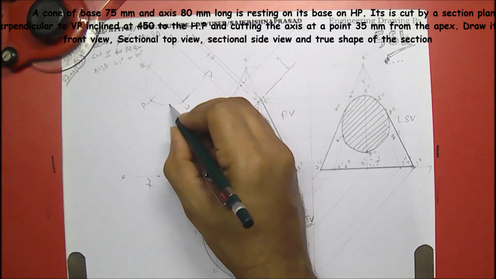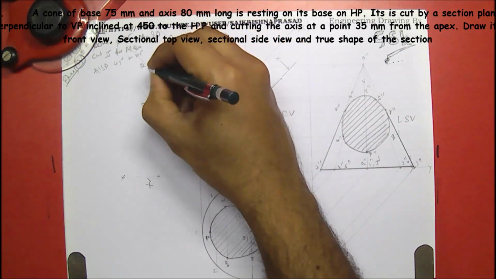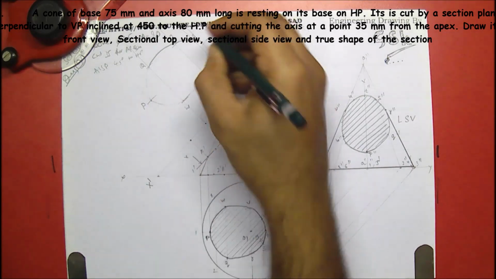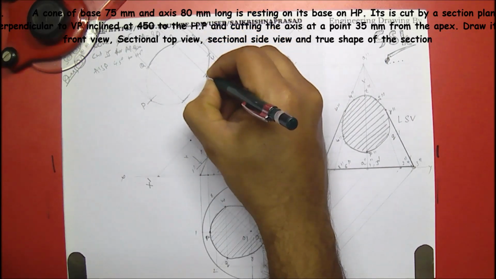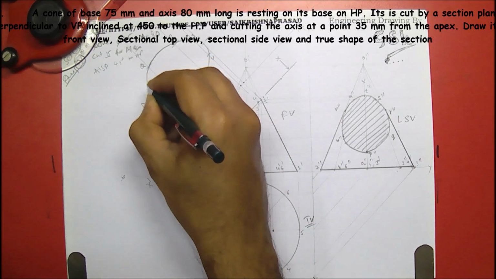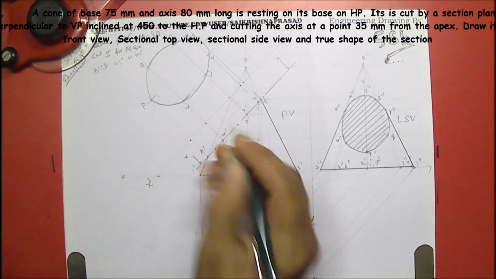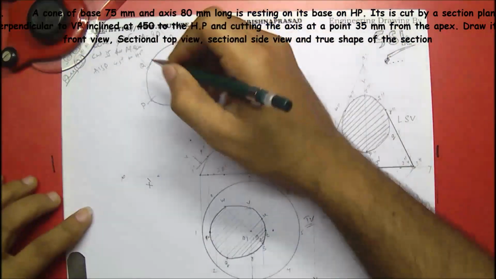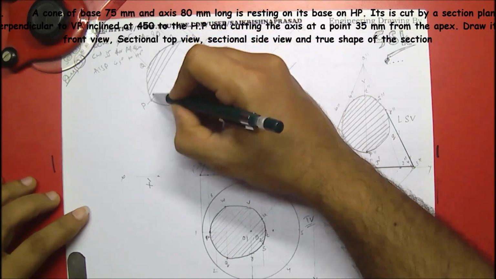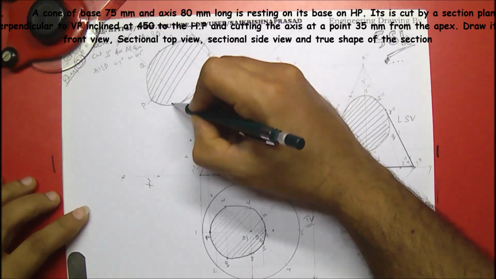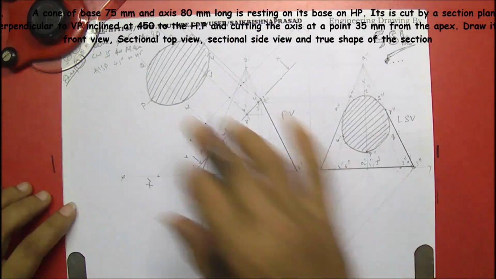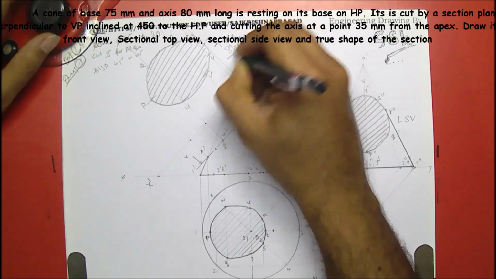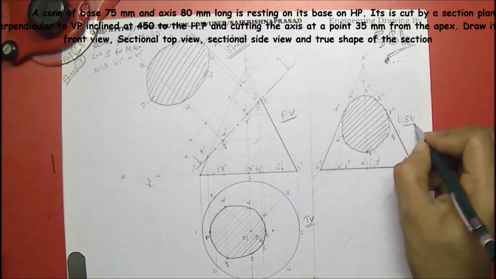So if you are satisfied with this curve, then draw it there. This is the true shape of section, and hatch it at 45 degrees, same like this. I am not using any drafter, I will be drawing freehand. So this is the true shape. This is the front view, this is the top view, and this is the left side view.